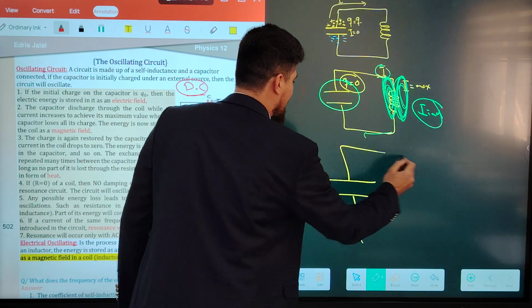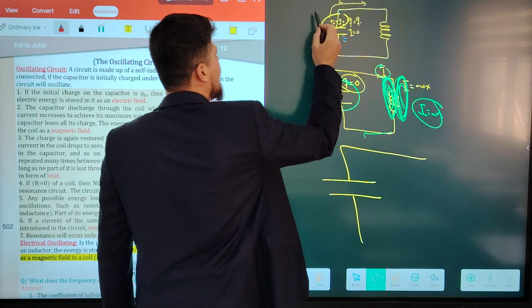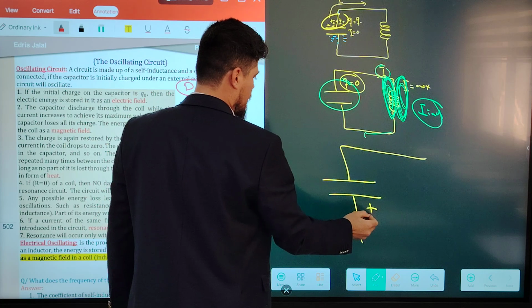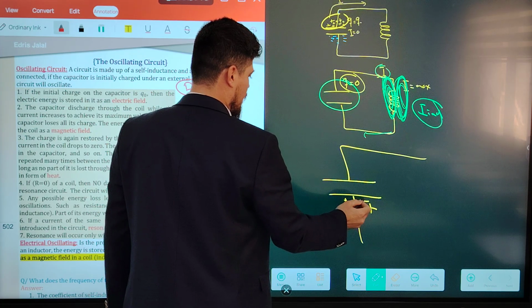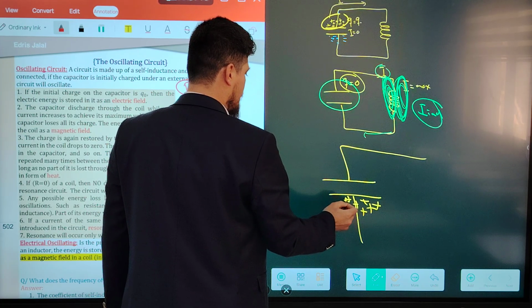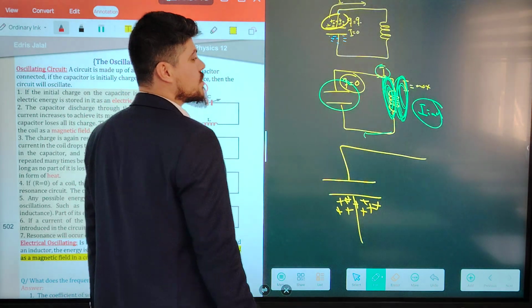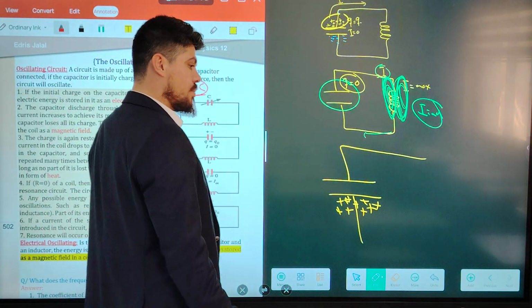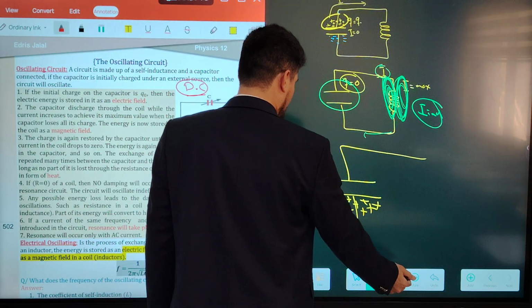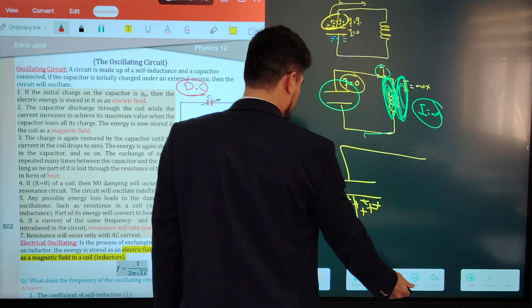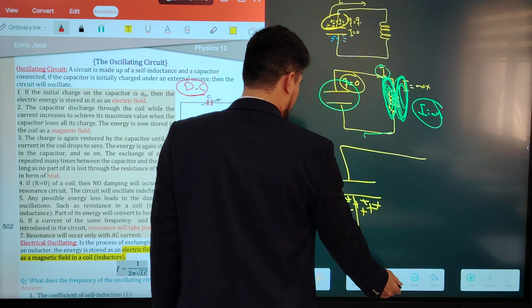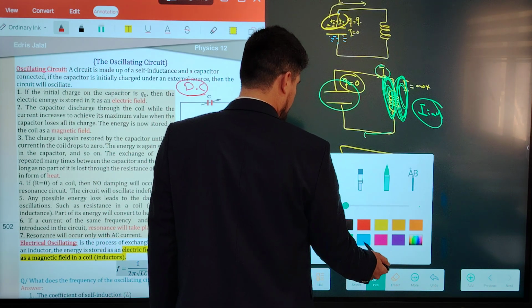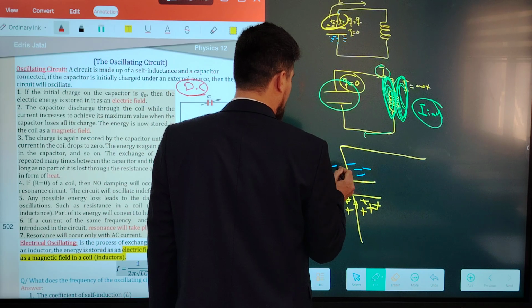The polarity of the capacitance changes. At first we had positive here, but this time the positive is located here. Okay, why? Because according to Lenz's law, the induced current is opposite to the change in the external source of the power, and the negative charge will accumulate here.